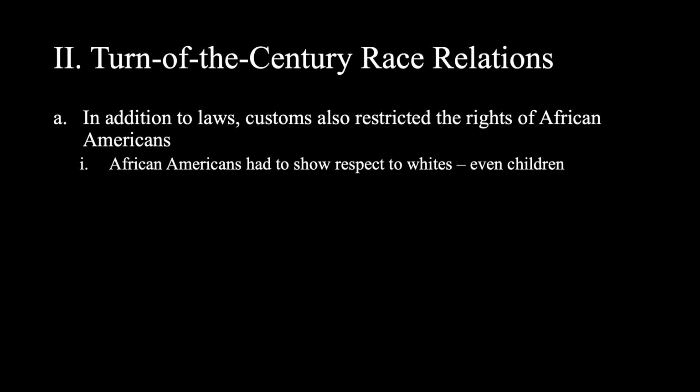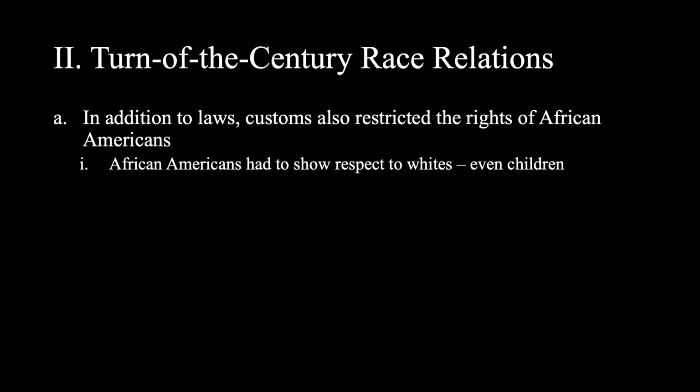What we're talking about here is that if you were an African American adult, you would still be expected to show some kind of deference, respect, whatever, to a little white kid, regardless of how that kid was behaving or what they were doing, because again, it was the concept of making sure that you knew your place, that you understood and remembered that you were not an equal to everybody else. And so this was one of the many customs that just had to be followed at that time.